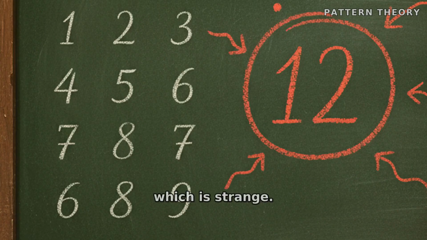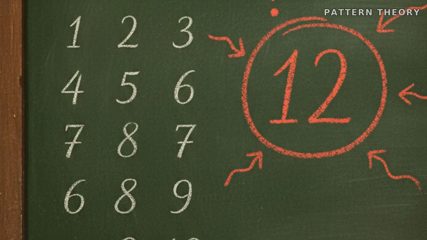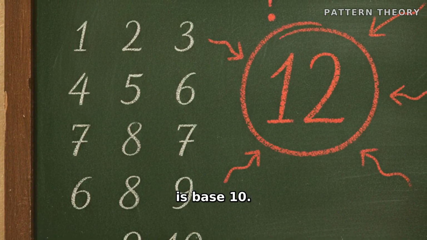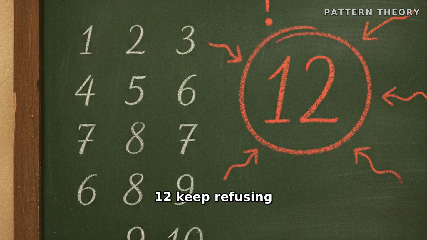strange, because we count in tens. Our entire number system is base 10. So why does 12 keep refusing to leave?